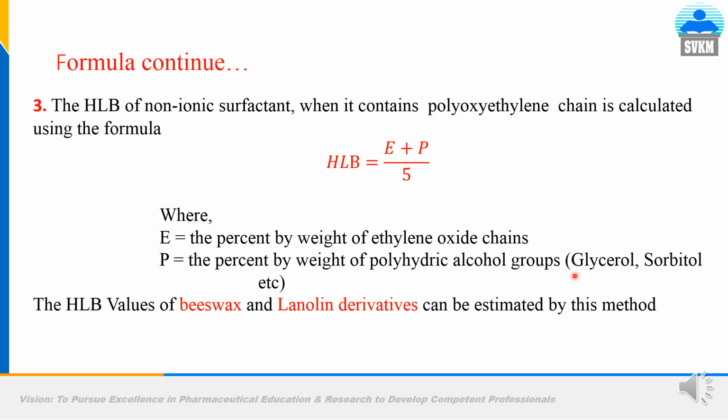So here we have seen three formulas. The first is for general surfactant molecules. The second is for surfactant molecules with an ester functional group. And the third is for non-ionic surfactants, which generally contain a polyoxyethylene chain. By using these formulas, we can calculate the HLB value of a surfactant molecule.